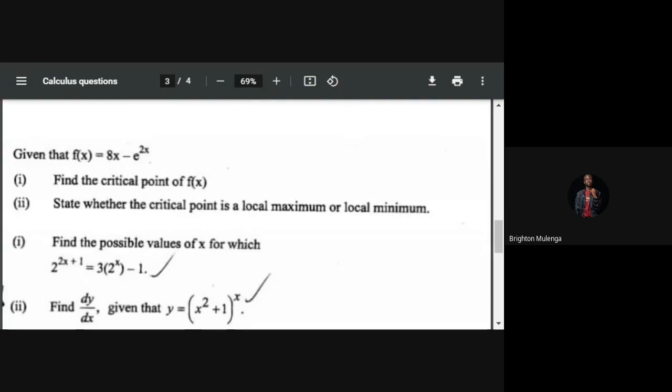Then I will also go to the other side. Then we take it to the other side. It will be 2 to the power 2x times 2, then minus 3 times 2 to the power x, plus 1 equals zero. Then we let 2 to the power x equal to n. Then we find the thing they are looking for.